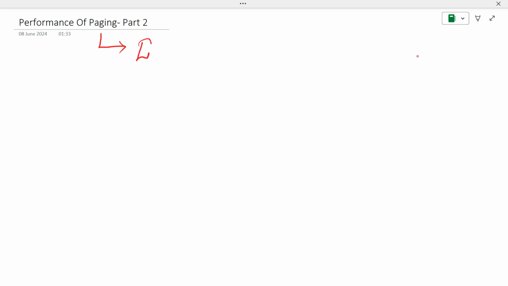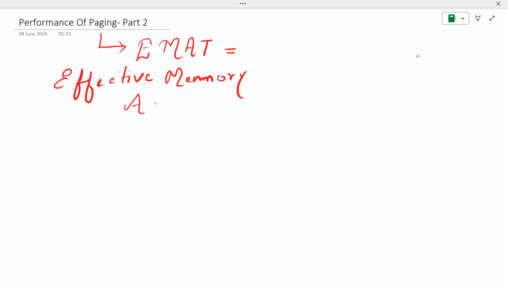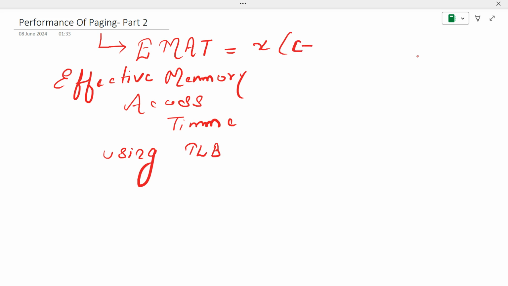So, from the last video, we know that EMAT, the effective memory access time, using TLB, a translation lookaside buffer, is equal to x into (c plus m) plus (1 minus x) into (c plus 2m), where x is the hit ratio.